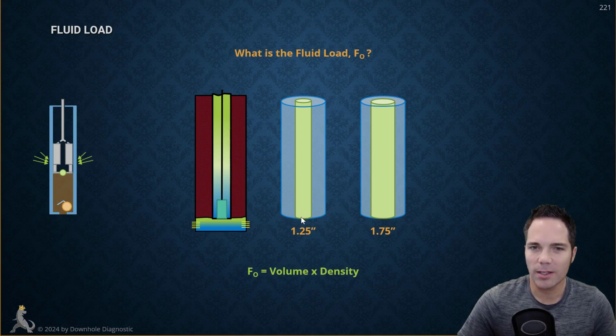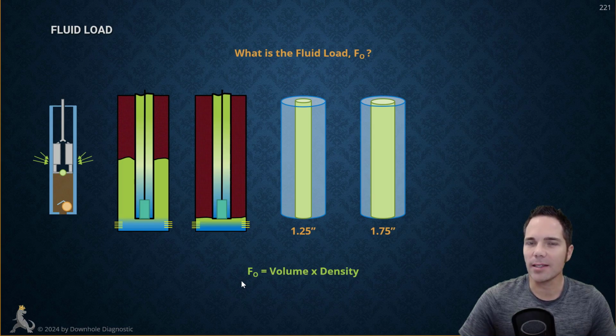From down here where the seating nipple is up to surface, that volume is going to be more if you have a larger diameter, which makes sense. But you take that volume of fluid times the density of that fluid, and that's basically the load, the fluid load that is being picked up by the pump plunger.